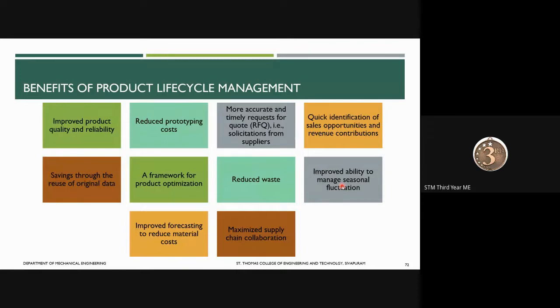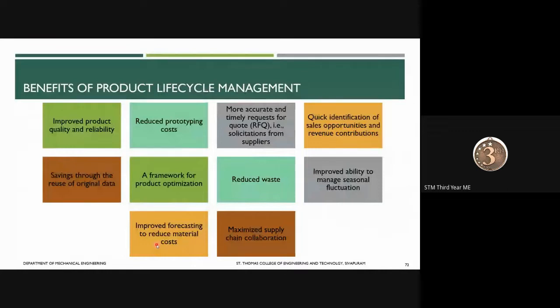So that is also coming under the benefits of product life cycle management. Then the last two: improved forecasting to reduce material cost. One of the major costs that comes under production is material cost, which we have already termed as the waste under lean manufacturing. Material cost always reduces the profit, and we can reduce it by forecasting. Forecasting is the main thing that is done under product life cycle management, and due to that forecasting, it always reduces the material cost.